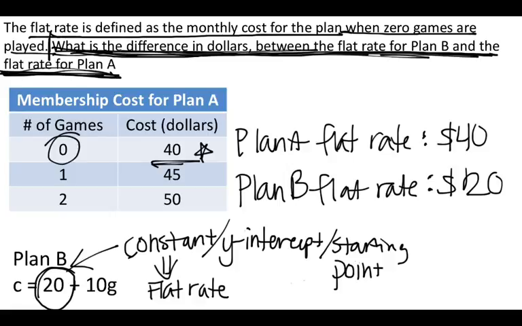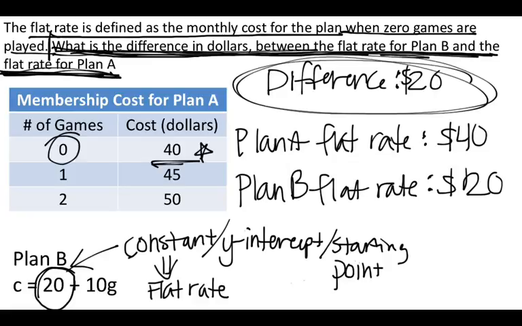Now this is what you need to be very, very careful of. They're not asking us to give me Plan A and give me Plan B. They're saying, what's the difference in dollars? So it's very important that you read exactly what the question wants you to tell them. The exact question is, what is the difference in dollars between the flat rate for B and the flat rate for A? The difference is $20. That's going to be your answer.